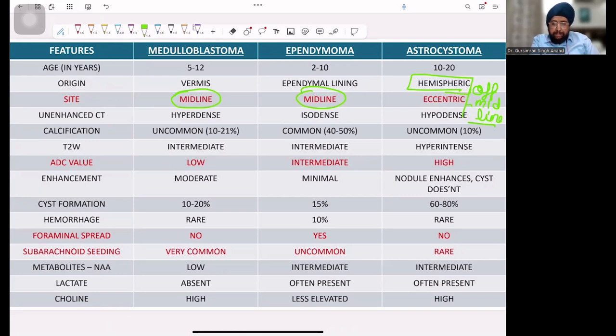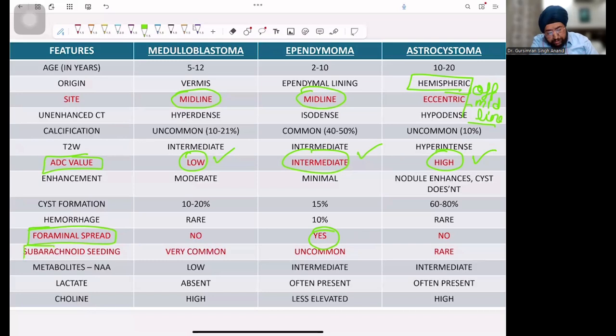Very important point, ADC values. The highest level of diffusion restriction will be shown by medulloblastoma, intermediate ADC values in ependymoma, and high ADC values, that is no diffusion restriction, in pilocytic astrocytoma. Foraminal spread, what is foraminal spread? That is spread in the region of the foramen of Luschka and foramen of Magendie. Only one tumor will show you that, which is ependymoma. And if it's a medulloblastoma which is showing foraminal spread, that would only be a WNT activated medulloblastoma.